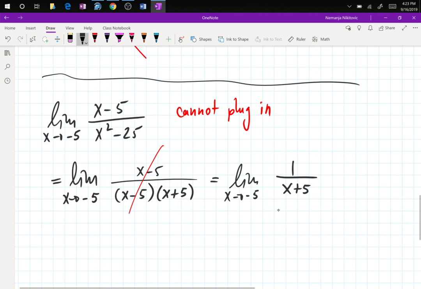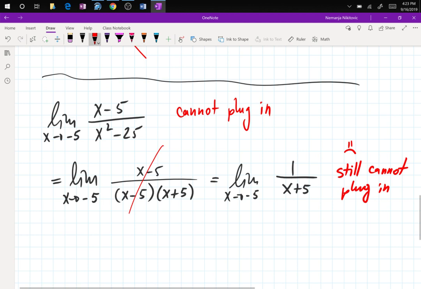Can I plug in now? It's still 0. So here we go. Sad face. Still cannot plug in. Holy nightmare, this problem is evil. Right? Now, is there any other algebra that you can do? No. There is no more factoring. There are no roots to rationalize. This is the end of the road.